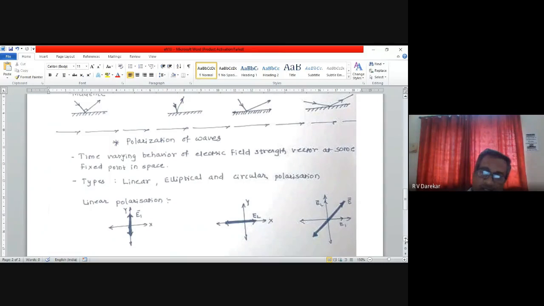What do you mean by polarization of a wave? Polarization of a wave is the time varying behavior of the electric field strength at some fixed point in space. If we are holding one specific point in space, with reference to that point, how the electromagnetic wave changes its performance or behavior can be considered the polarization of the wave.